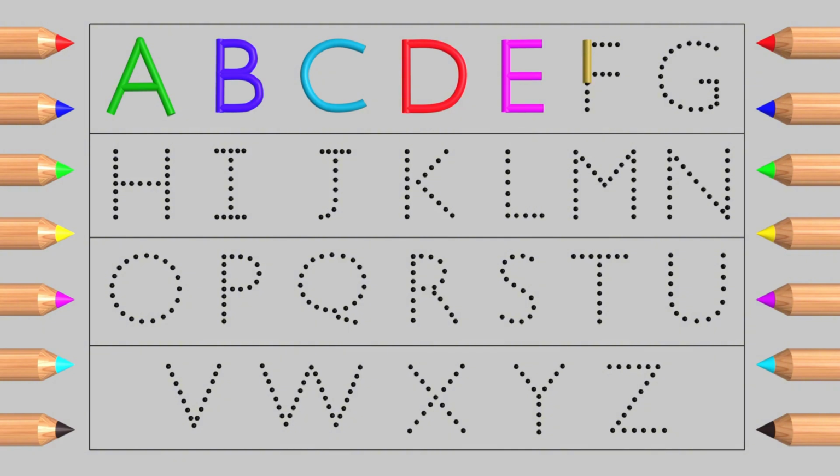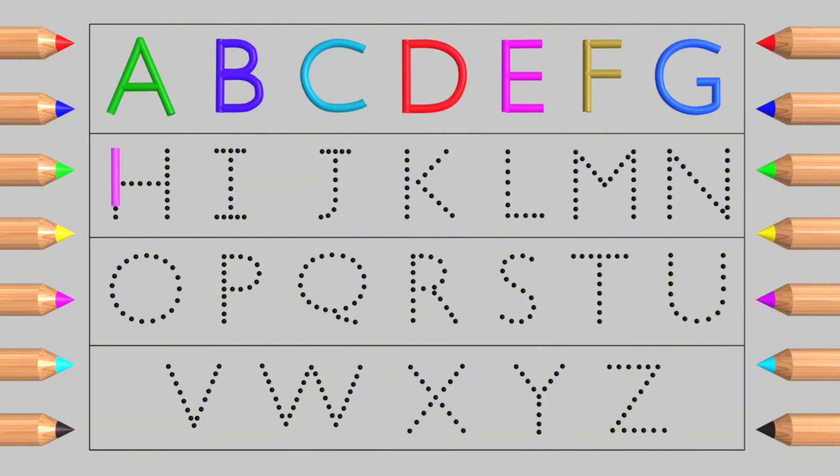F. This is uppercase F. One long line down, two lines across. G. This is uppercase G. Make a big curve, then add a short line inside.